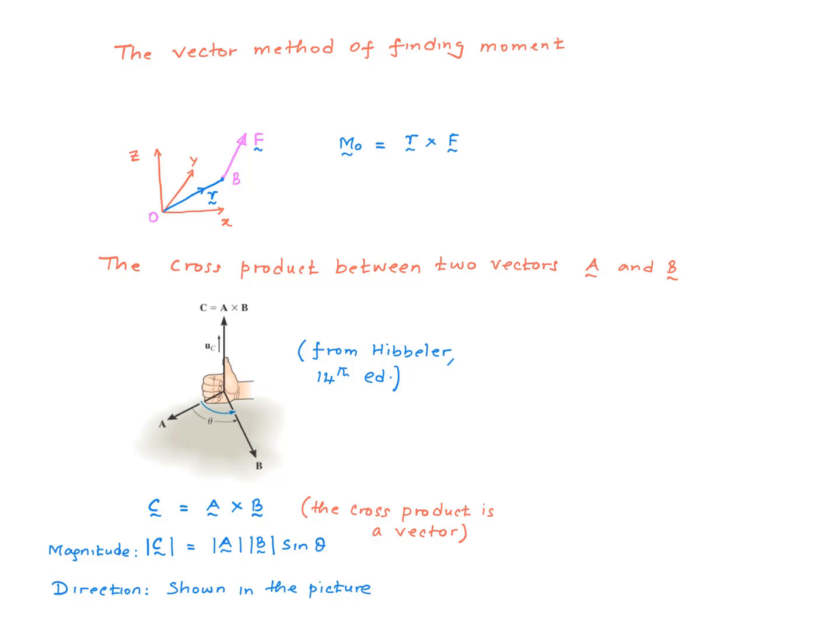So what are we doing here? Well, we hold the hand like this with the fingers going from vector A to vector B. Then the thumb tells you the direction of C.